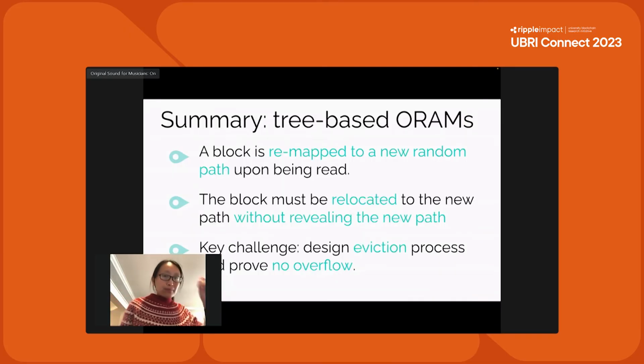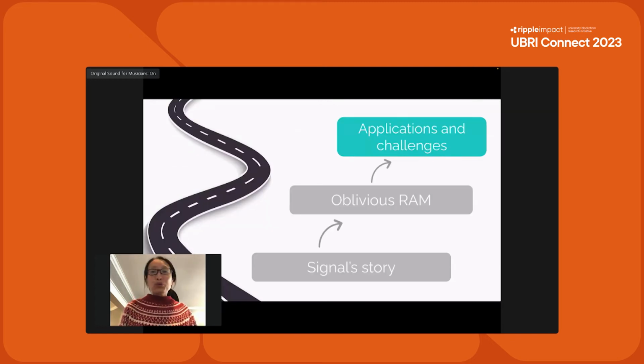Okay. So to summarize, I've talked about ORAM construction. Essentially, we have this binary tree-based data structure, and the key challenge is every time we read a block, we have to relocate it to a new path without disclosing which path it is. Okay. And to conclude my talk, I will end with some thoughts on applications, including some of the potential applications in blockchain.